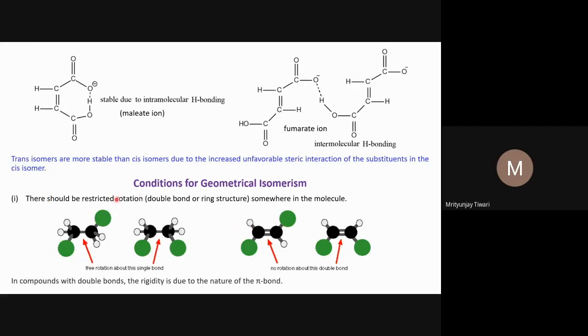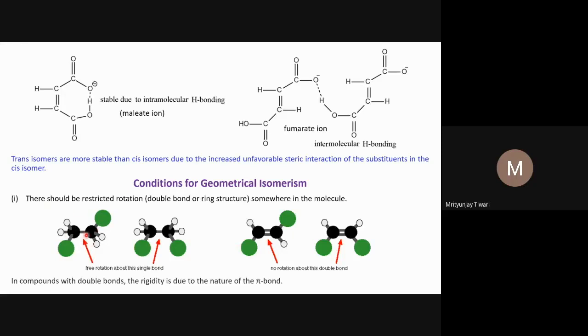The first condition is that there should be restricted rotation somewhere in the molecule. And in what form will this restricted rotation be there? We have to remember: a double bond or a ring structure. If there is a double bond or a ring structure, there will be restricted rotation somewhere in the molecule.